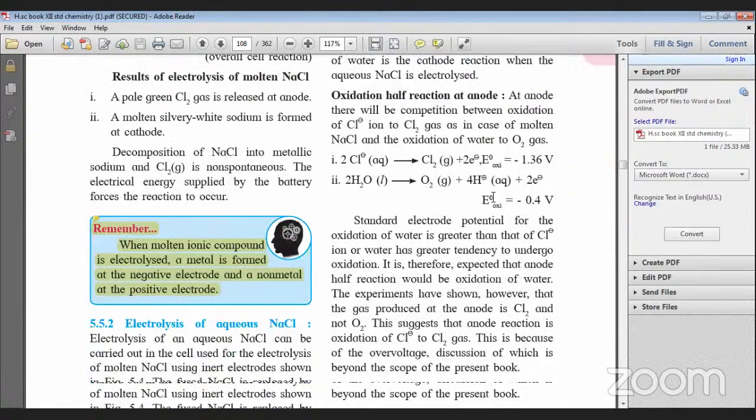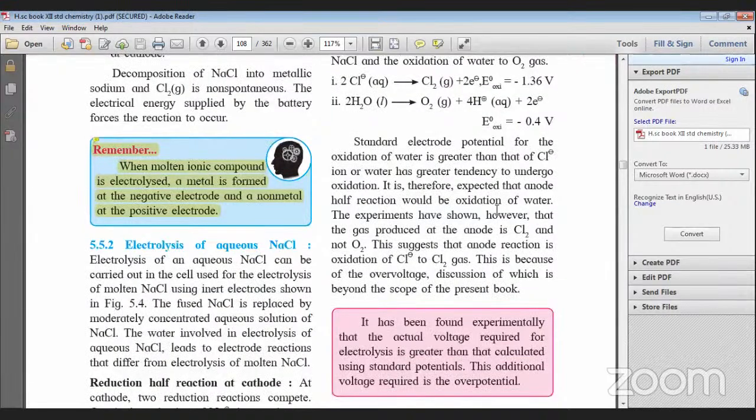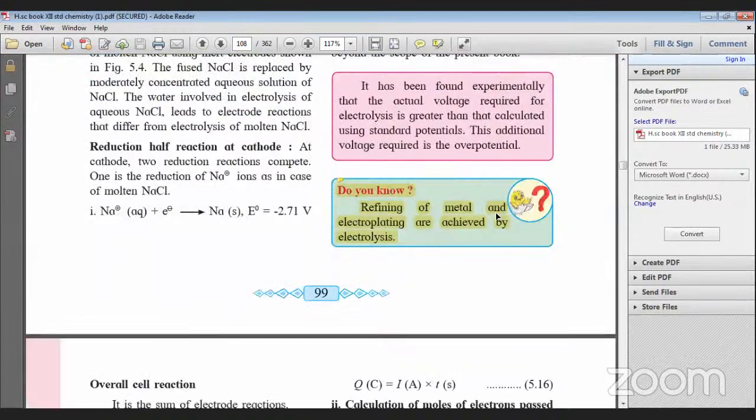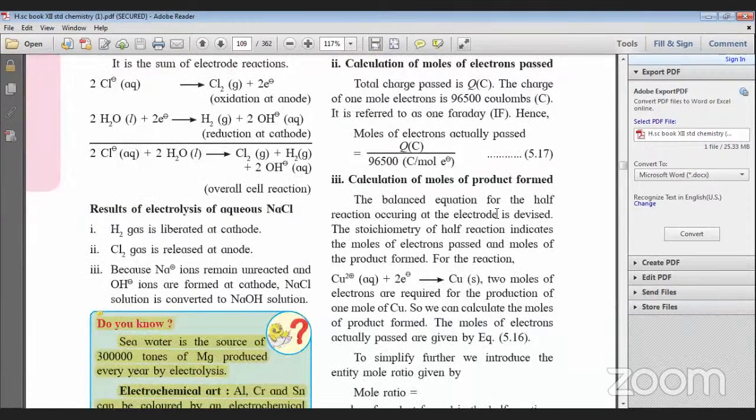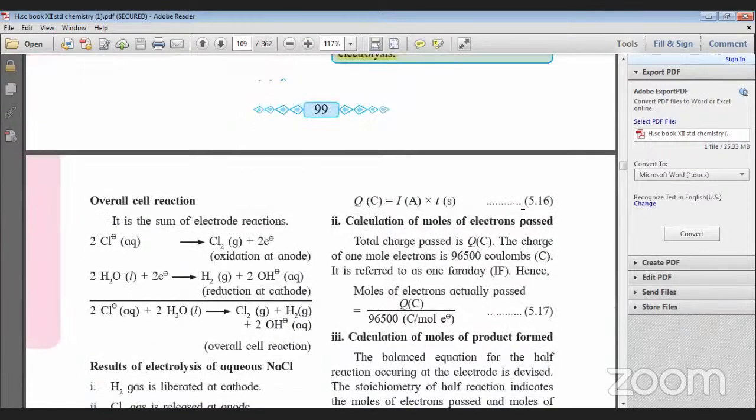It may come in the MCQ also. When the electrolysis of aqueous NaCl takes place, dash forms. So there will be different options. Formation of NaOH is there. Okay. Now let's complete the last part.